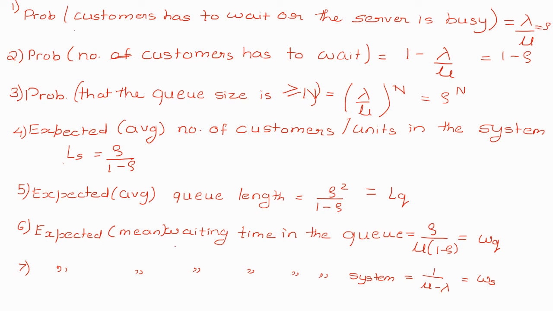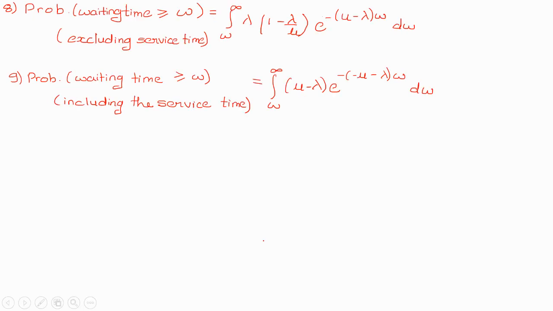Expected or mean or average waiting time in the queue is rho upon mu minus 1 minus rho. And expected waiting time in the system is 1 upon mu minus lambda. Now this is about finding the waiting time probability that the waiting time is more than w.